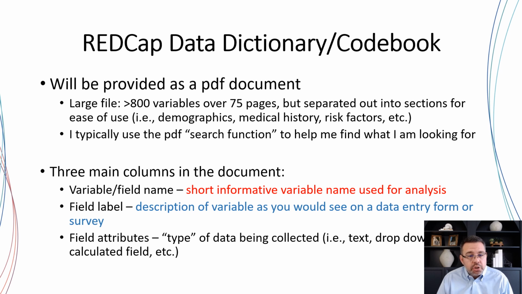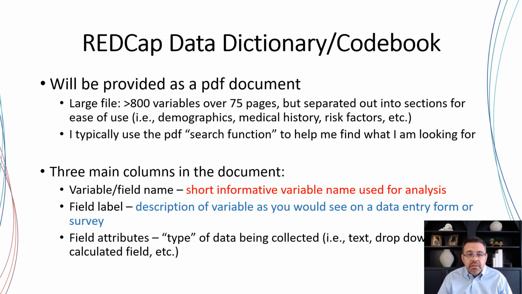Okay, so I want to touch briefly upon this REDCap data dictionary and code book, because I do think this is going to be the most important document to help you identify those data elements that you need and to put together your shell tables. So what we will have provided by the time you're viewing this webinar is the full code book from our database. So this is a pretty large document. It's got over 800 variables spread out over 75 pages of text.